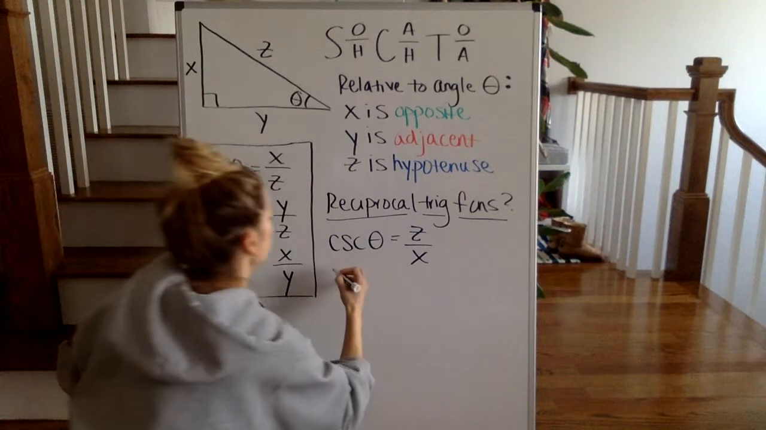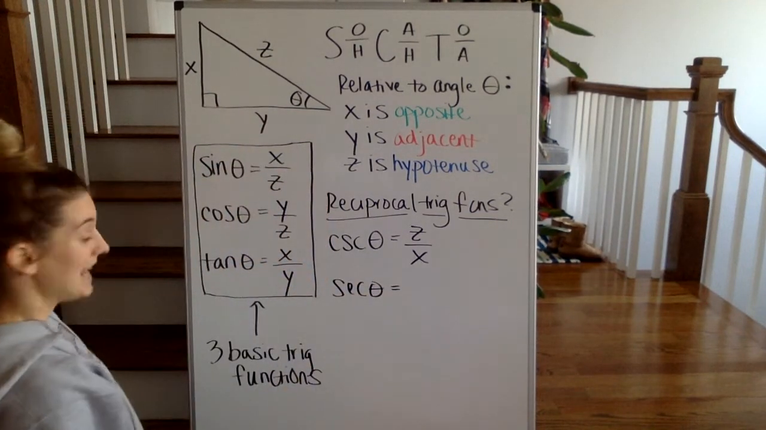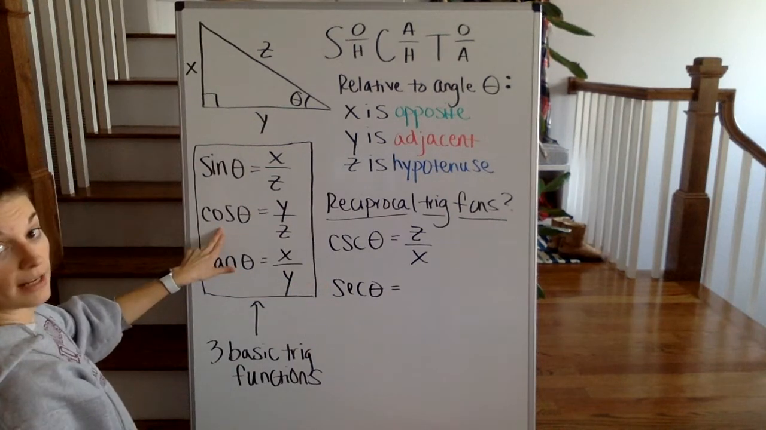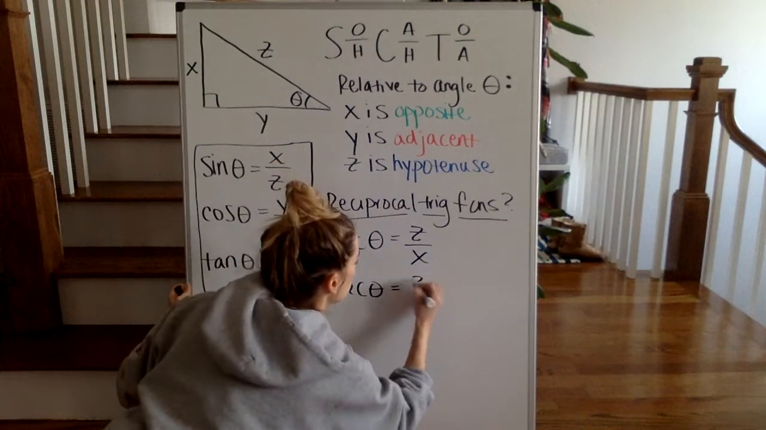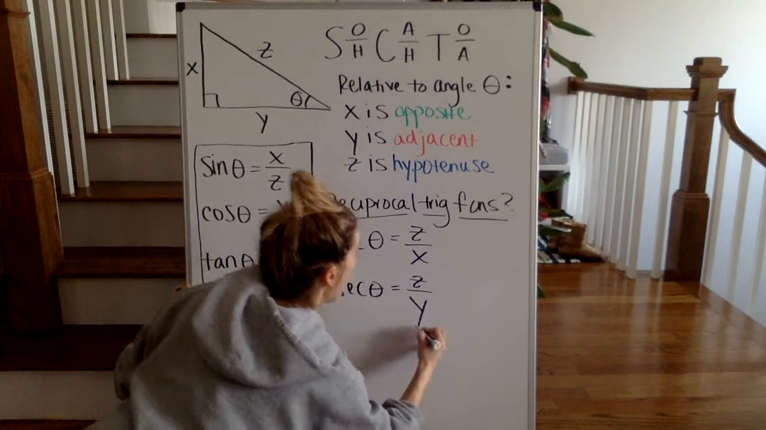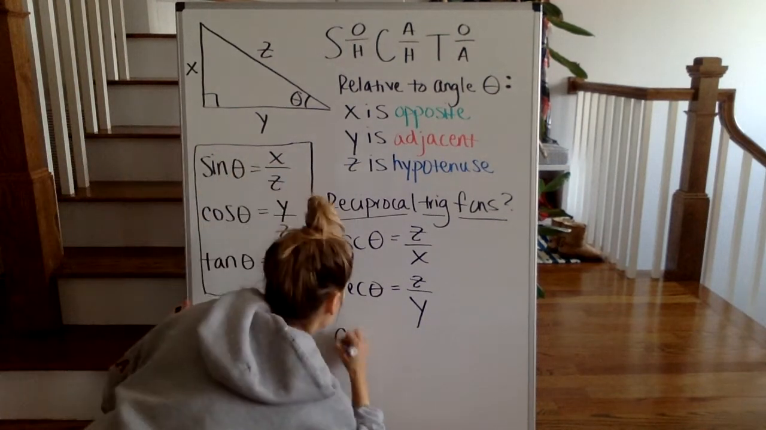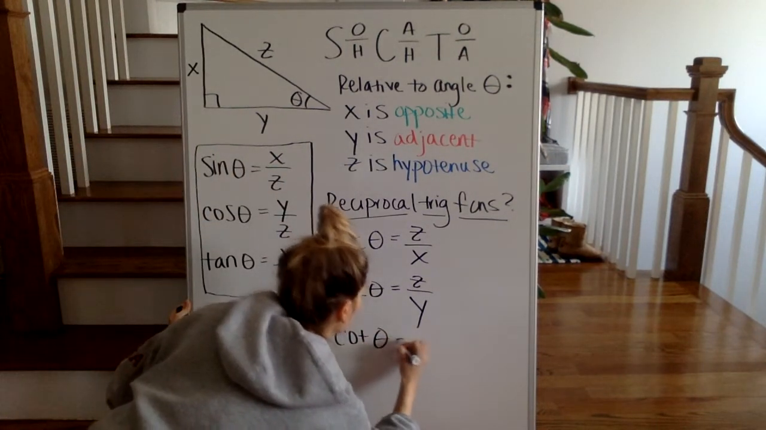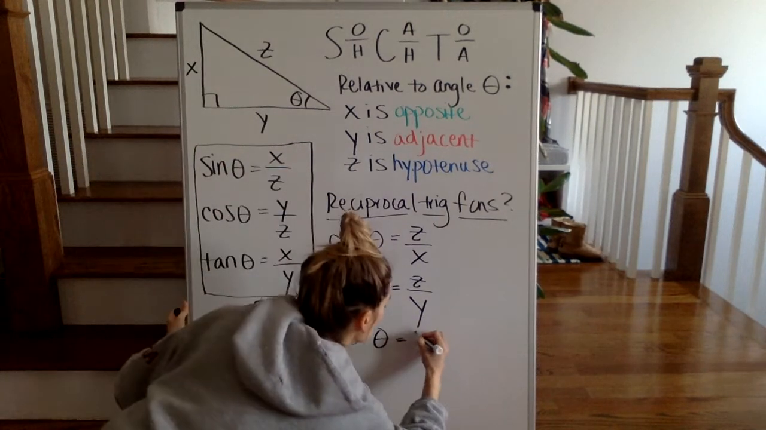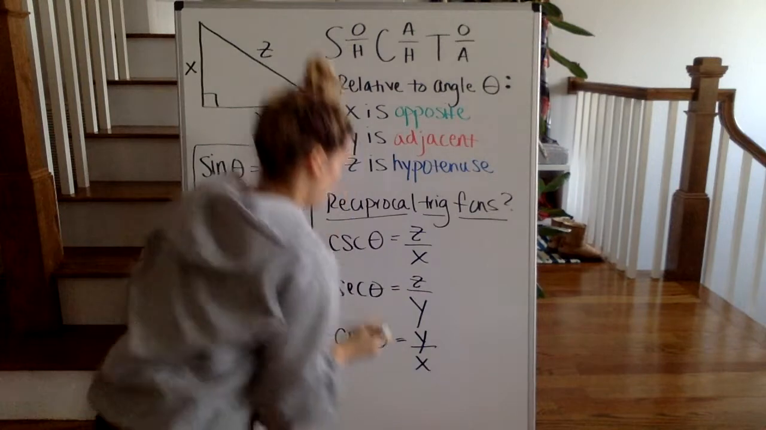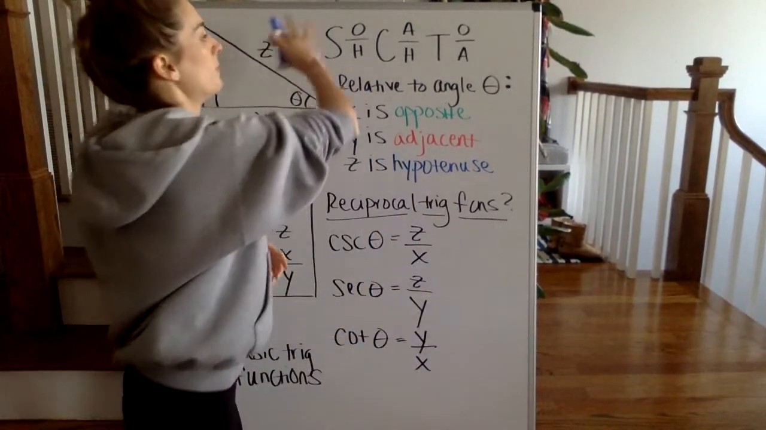There's another reciprocal function. It's called secant of theta. Secant is the reciprocal of cosine. Therefore, secant of theta in that triangle would be equal to z over y. And finally, the reciprocal of tangent is cotangent. COT, cotangent, and that would be y over x. They're just reciprocals.